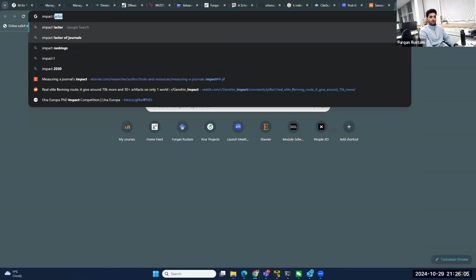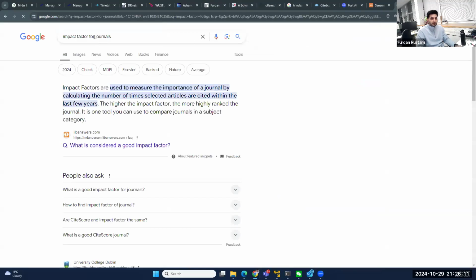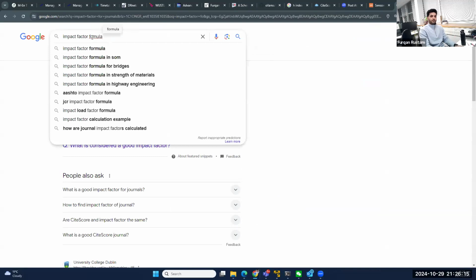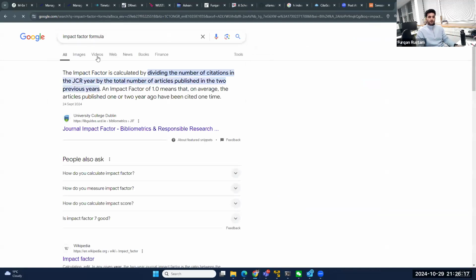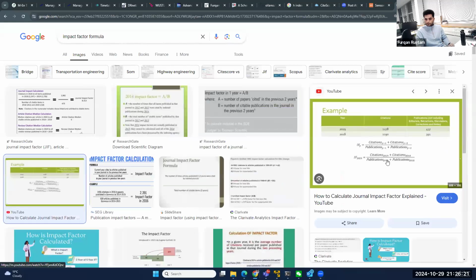If you search for impact factor formula, you will find some images here, and you can see them.